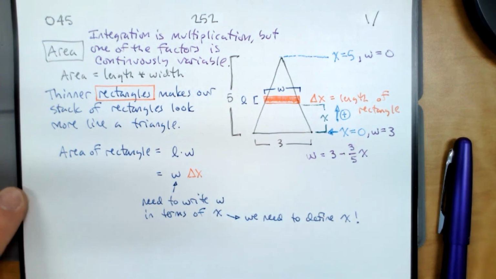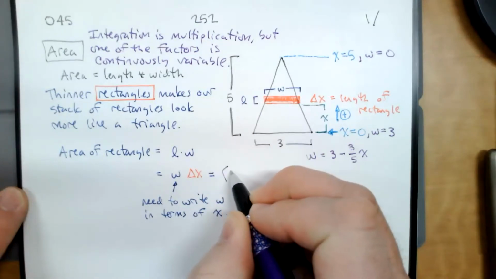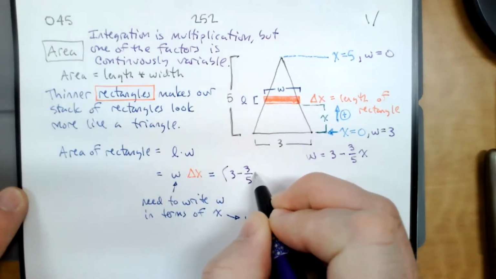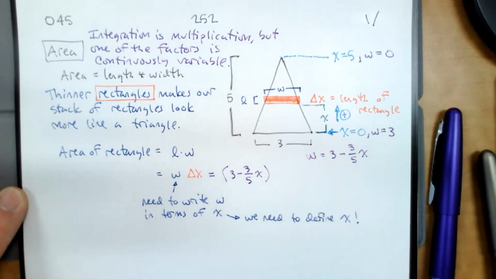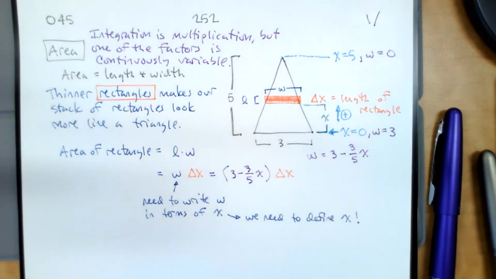So that's the area of one of these rectangles. I've got a width and we've got the height. So we can calculate the width based on the height above the base of the triangle. This is the area of one rectangle.